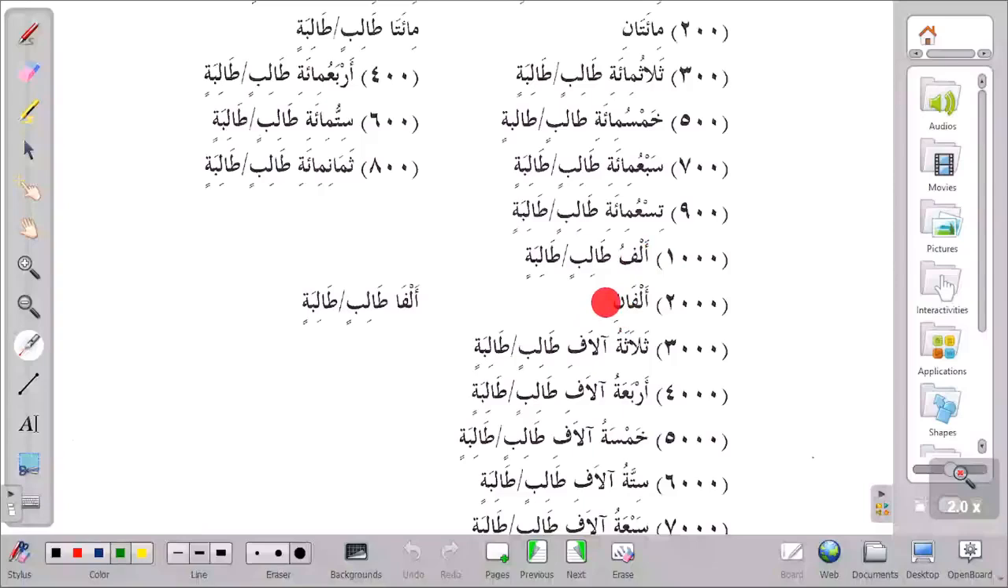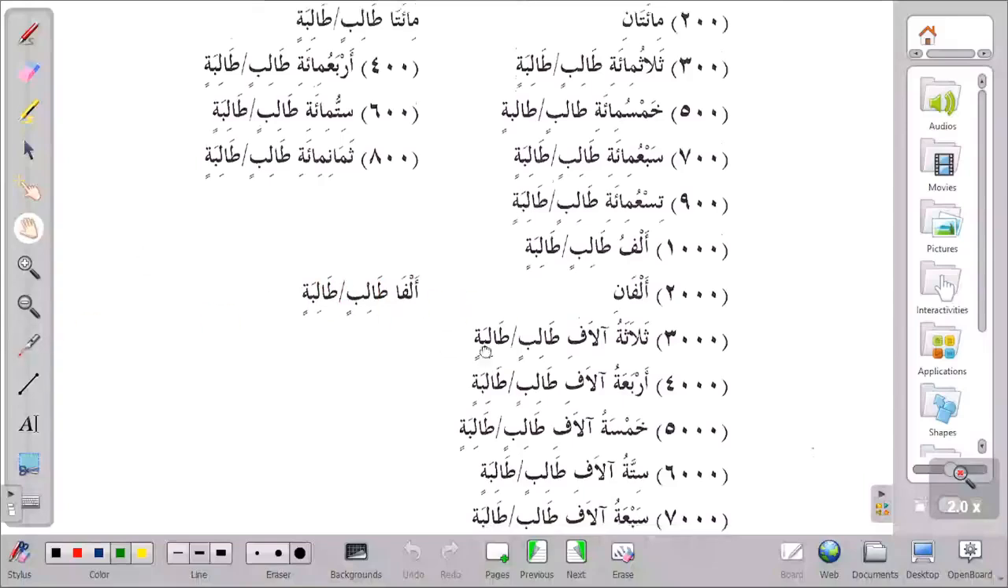And mudaf doesn't take tanween. And we said the noon is equivalent to the tanween. So the noon will have to be removed. Okay. So it will now become alfa talibin or talibatin. I hope that is clear.